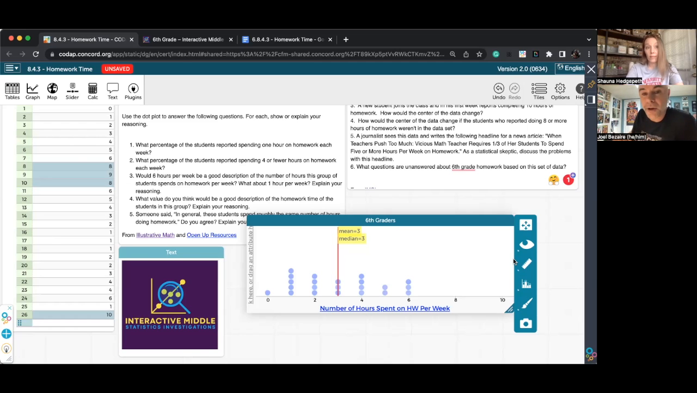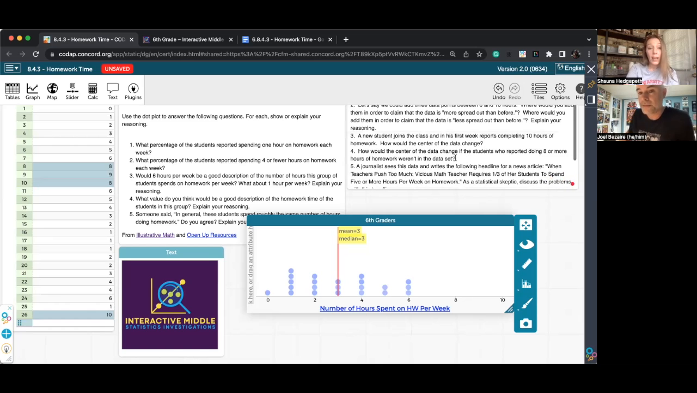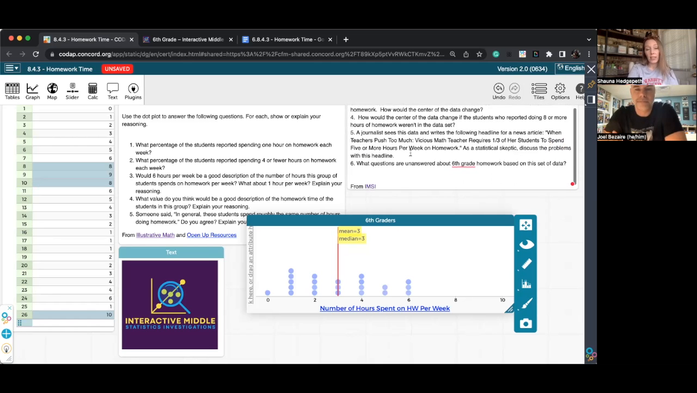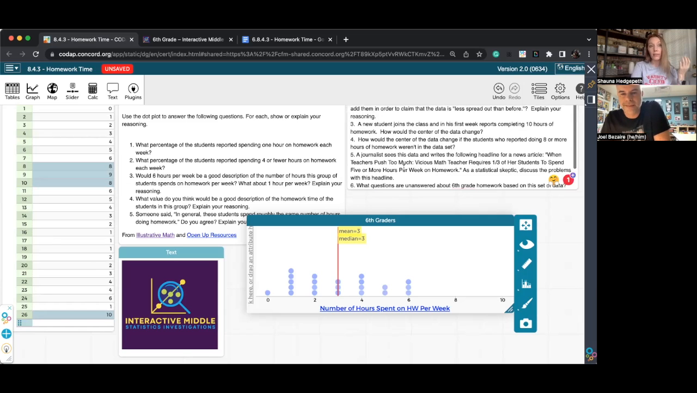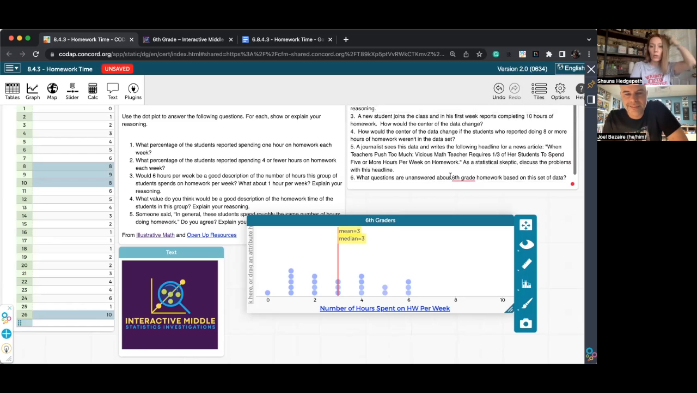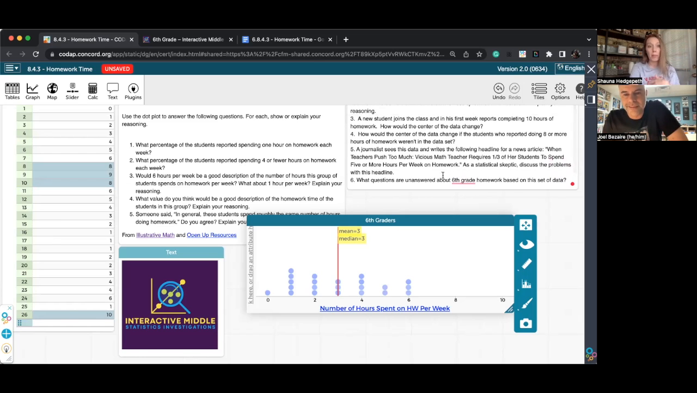Thank you, Hedge. You're going to talk about number 6 here. Is that correct? Yeah. So number 6, the idea is I'm always wondering, whenever I see a survey was taken or a group of people were questioned, my gut instinct is, who asked the question, who did they ask, and how did they ask it? And so I would love to see through the lens of a 6th grader what their intuitive, statistical, skeptical brain would think through. So what questions are unanswered about 6th grade homework based on this data set?